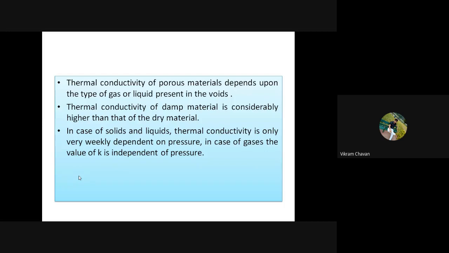Okay, it will not depend on pressure, or is independent of pressure, whereas in case of a solid and liquid it is weakly dependent. Means what? There is a small change with respect to pressure changes. Large pressure changes then give a small change in thermal conductivity. So that is nothing but weakly dependent on pressure. This pressure is nothing but the external pressure.